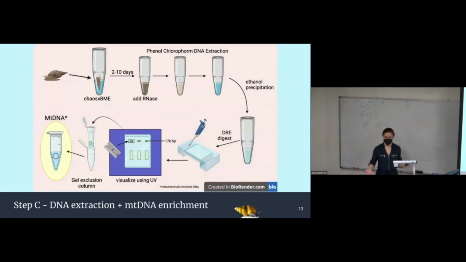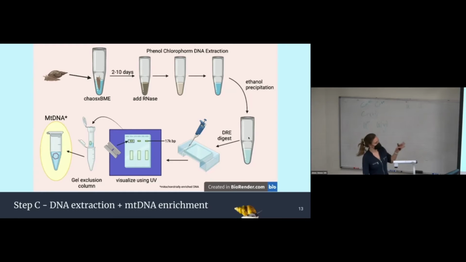Next, we did the DNA extraction and the mitochondrial enrichment. So we got our snails, we cracked them out of their shells. We put them into CTAB and EME to lyse the cells. We then waited 2 to 10 days to make sure all the cells are lysed. We added RNase so that we don't have to worry about RNA data. Then we ran them through a phenol-chloroform DNA extraction. And that gets rid of anything except for the DNA. The ethanol precipitation separates it even further, purifies it.